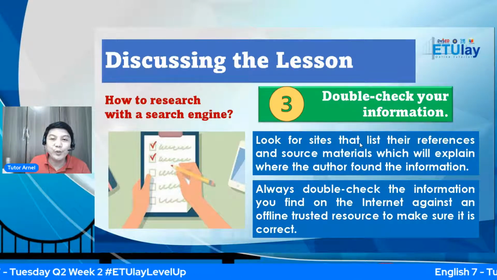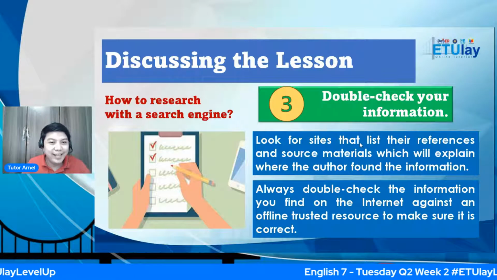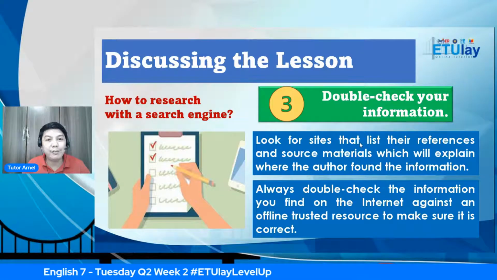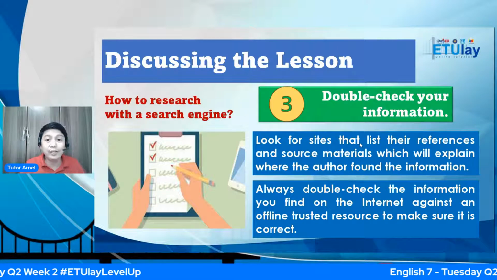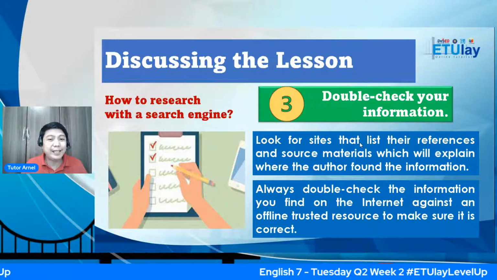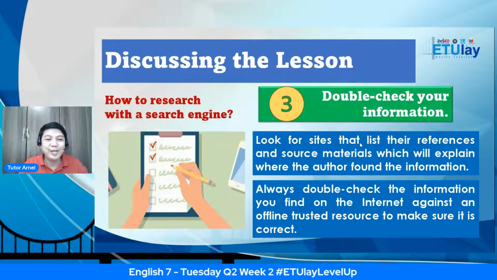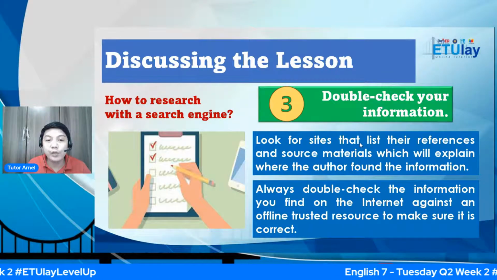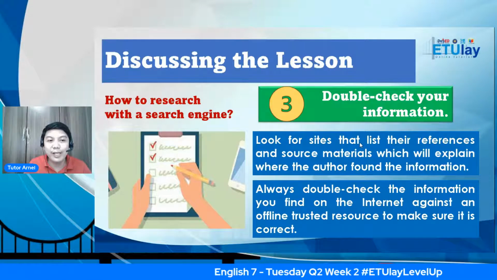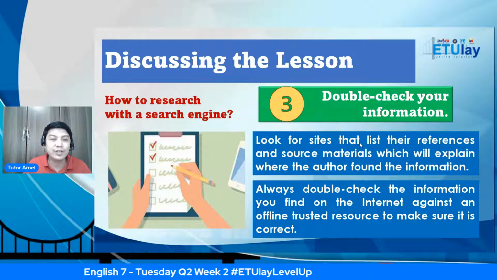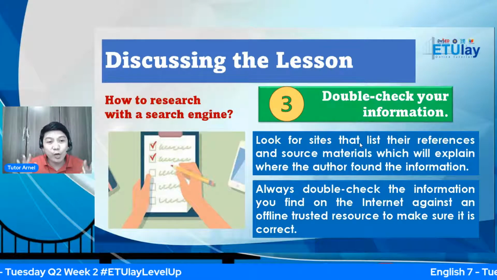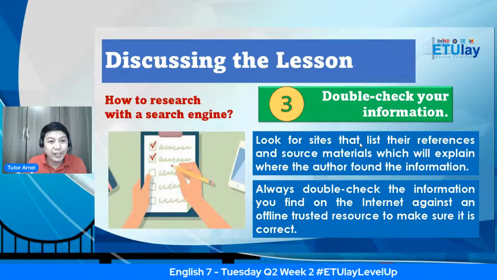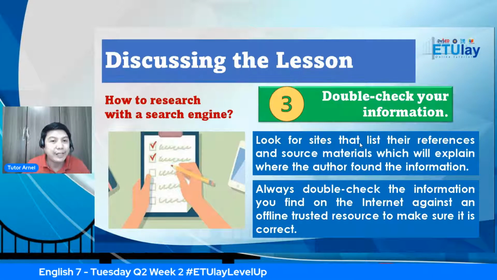So for those who are very much familiar, those who are really good at searching for info in the search engine, good job, all right? However, you have to double check information. Why? Just like what I mentioned earlier, not all information present in the website will definitely be reliable. So look for sites that list their references and source materials, which will explain where the author found the information. That is important, especially for articles, quotations, for example. So make sure that the quote really came from that particular person. Maybe the author you are quoting also just took it from another author. So you really have to be very careful with that.